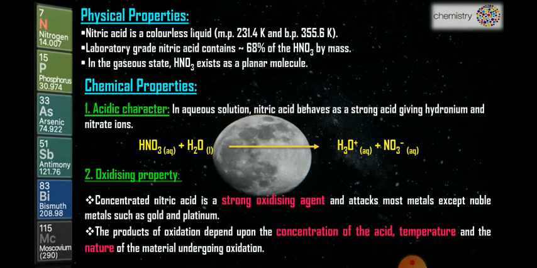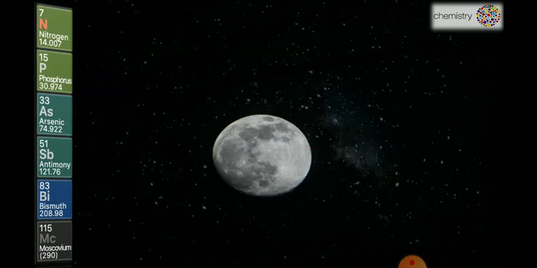Okay, so now we'll see some of the chemical reactions in which nitric acid behaves like an oxidizing agent. First, we'll see metals. Nitric acid reacts with most of the metals. I said so. We'll see an example. Copper metal.